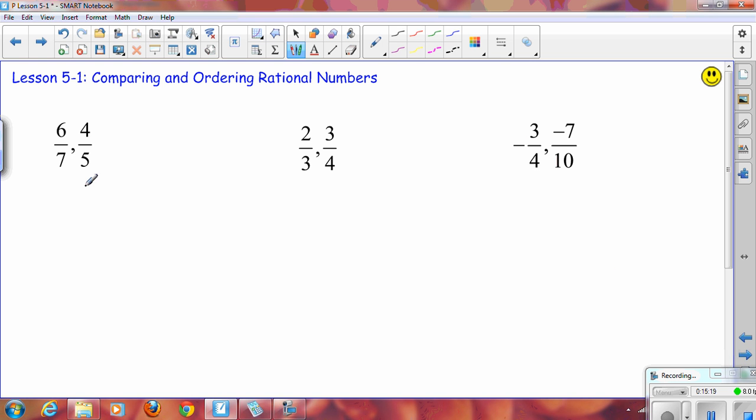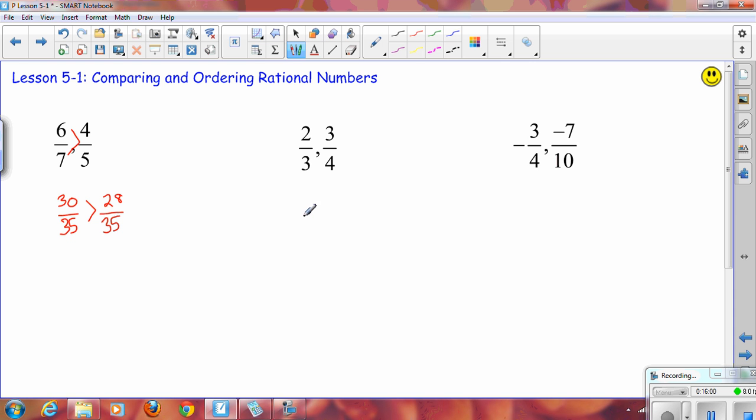Let's compare these. I'm not going to go through the procedure for finding the least common multiple. I will tell you what it is. If you need to pause it and figure it out, go right ahead. Okay, with 7 and 5, our least common multiple is going to be 35. Some of you already knew that. Okay. 7 times 5 is 35. 6 times 5 is 30. 5 times 7 is 35. 4 times 7 is 28. 30 is greater than 28, so 6/7 is greater than 4/5.